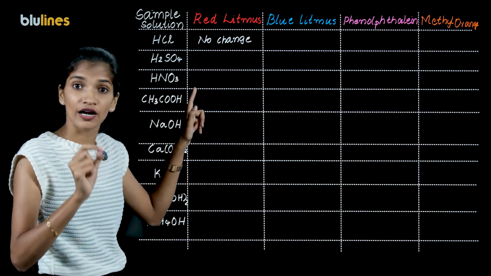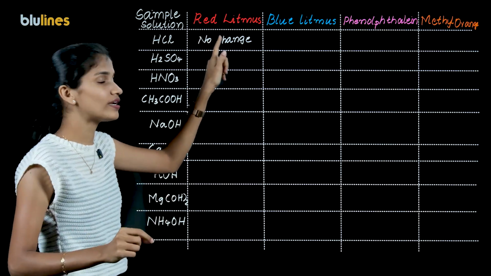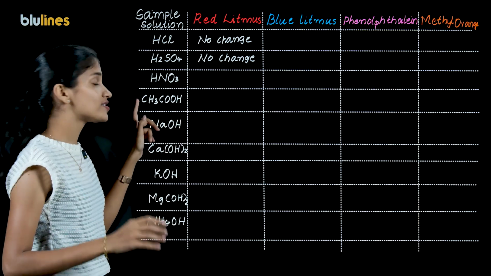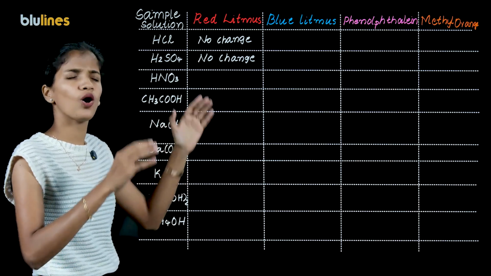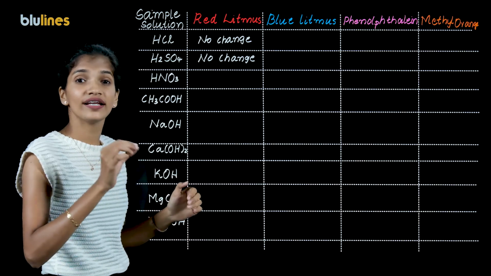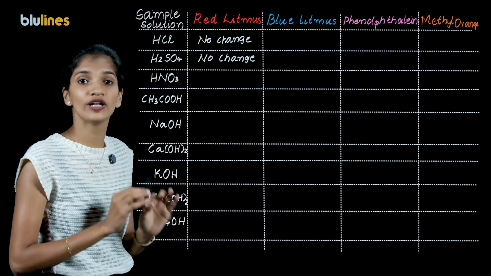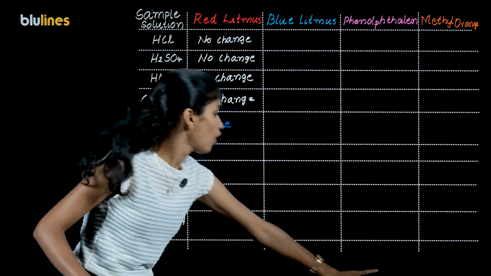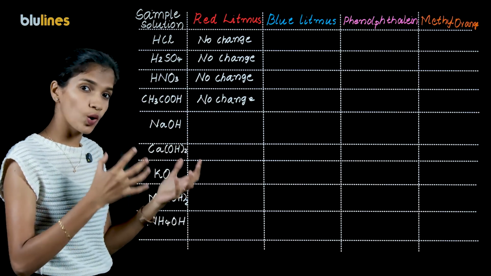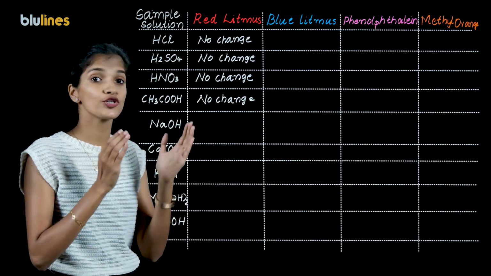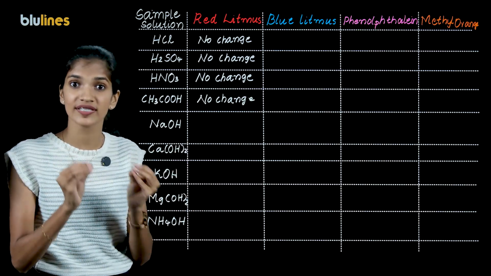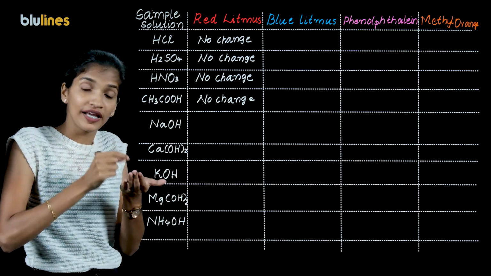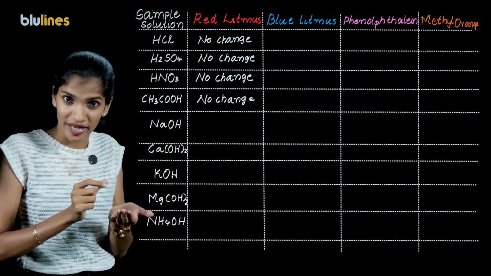H2SO4, that is sulfuric acid, again an acid. When dipped with red litmus paper, no change. HNO3, nitric acid, CH3COOH, acetic acid, all the acids. When we dip red litmus paper in any acid, we will not observe any change. But on the other hand, we take some sodium hydroxide. As I told you earlier, sodium hydroxide is a basic substance. So I take this red litmus paper and dip it in sodium hydroxide, which is a base.